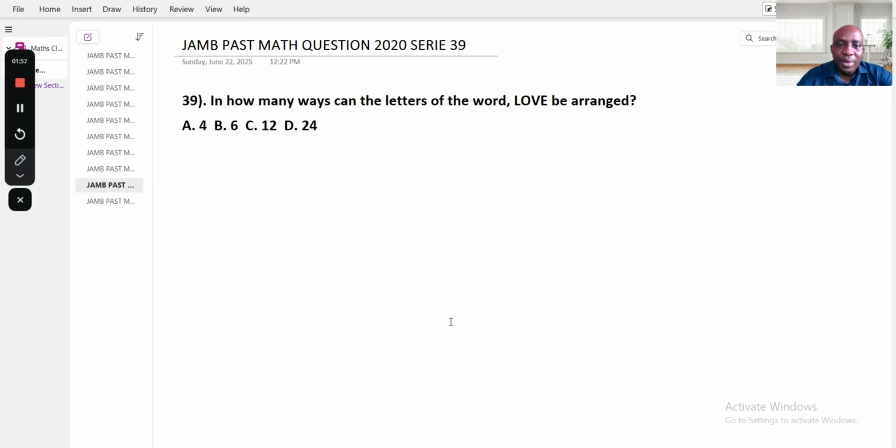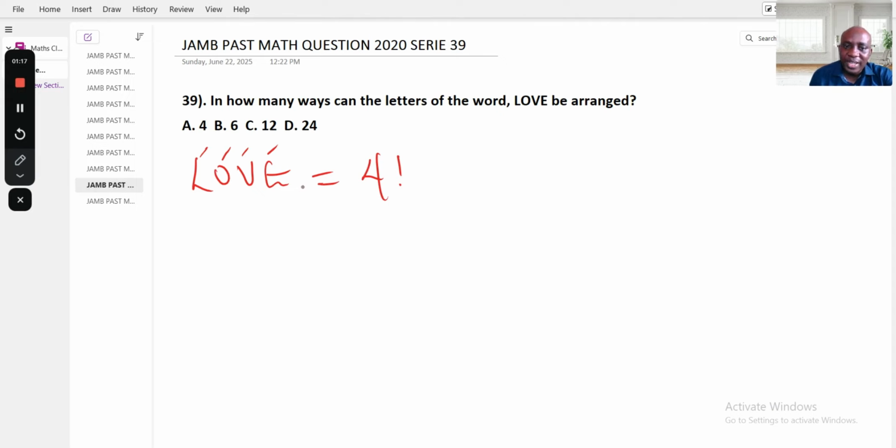In how many ways can the letters of the word love be arranged? We can arrange this. Let me write down the love. The letters of it can be arranged in how many ways? 1, 2, 3, 4. This is 4. Therefore, it's going to be arranged in this way. Yes, the letters of love can be arranged in 4 ways in this way.